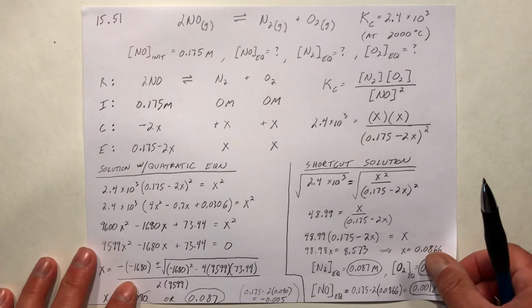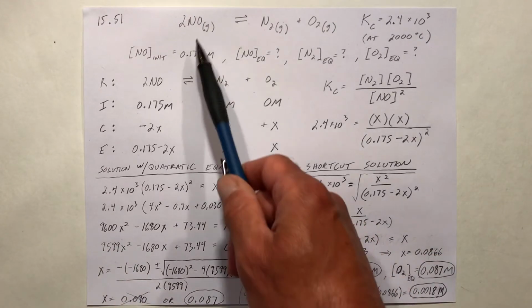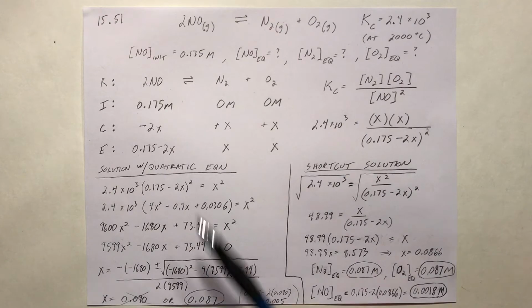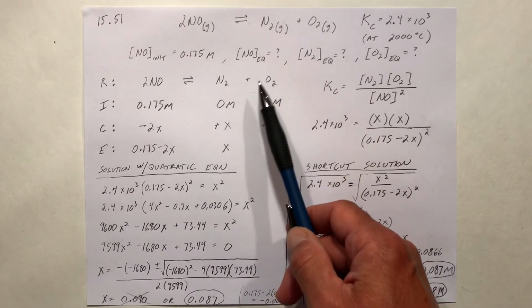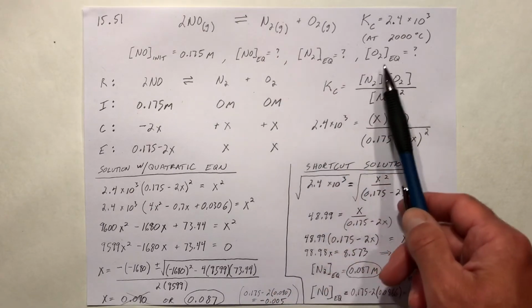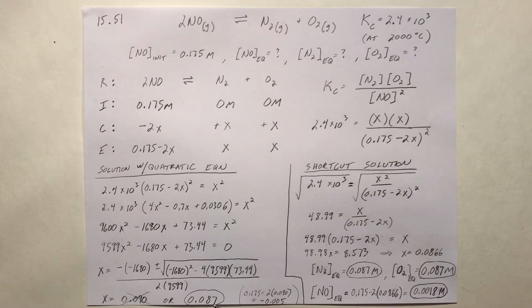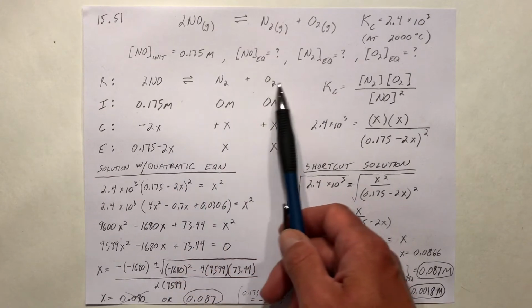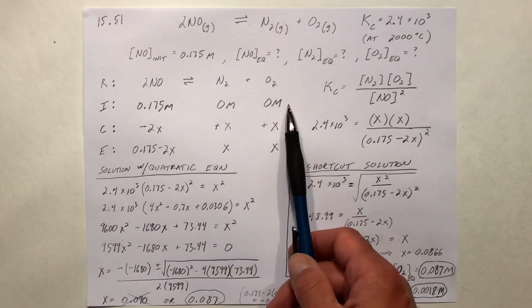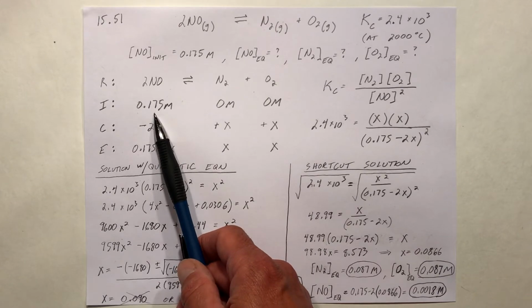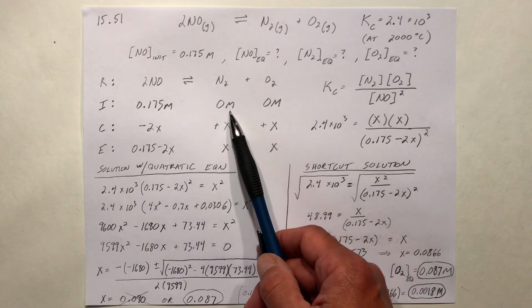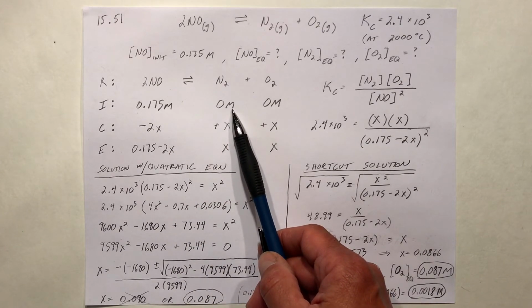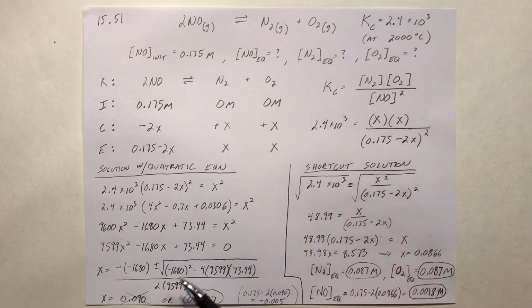Here's problem number 51. In problem number 51, we're given this balanced equation with this Kc value. We're given the initial concentration of NO; the equilibrium concentrations of N2 and O2 are what we're supposed to calculate. So we're going to set up this RICE table, or you could call it an ICE table if you want. Here's the reaction, the balanced equation. Here are the initial amounts, and we're starting out with 0.175 molar concentration of NO, and we are starting out with 0 molarity of N2 and 0 molarity of O2.